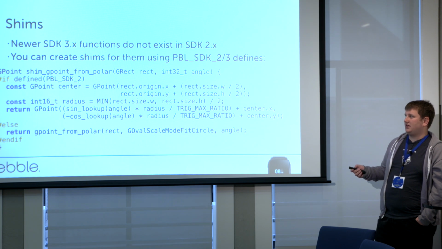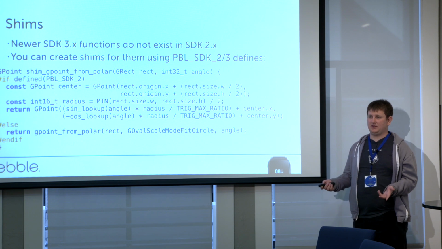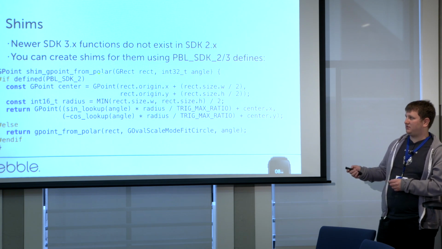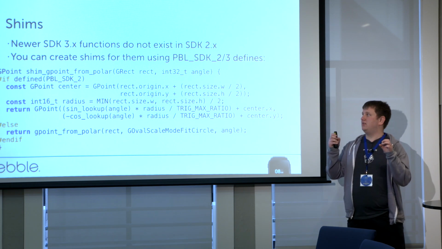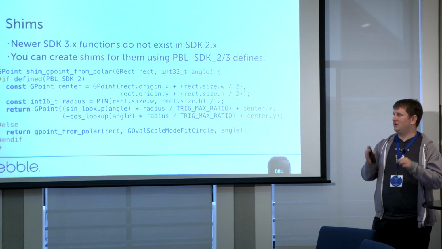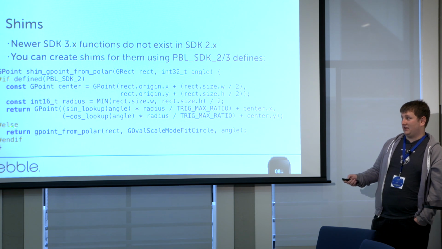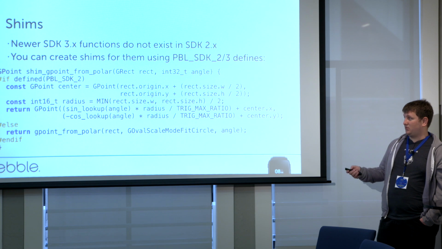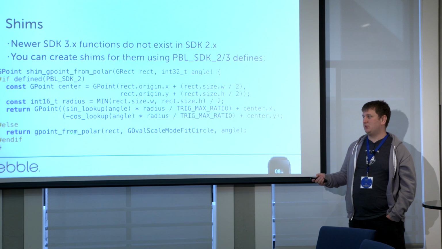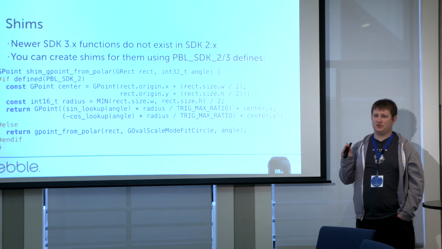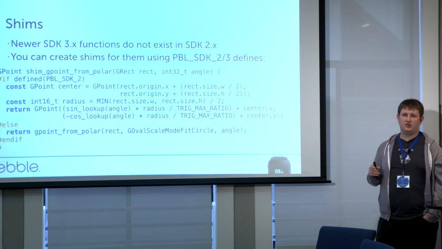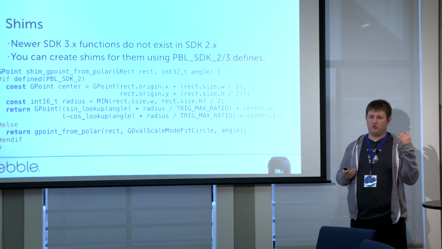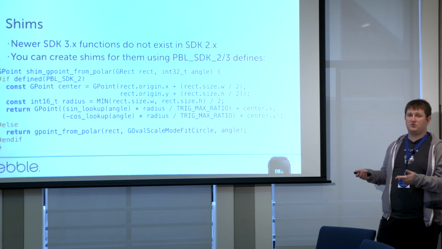And so we can use the Pebble SDK2 define, which will be defined if we're compiling against a 2.x version of the SDK, and it will be undefined otherwise. And that way we can choose a specific implementation to calculate a point on the perimeter of a circle at a certain angle. Or if we're not running Pebble SDK2 and we actually have that function defined in the SDK, we can just call the SDK function. I want to point out that these two implementations will not actually return the same values, and that's because the gpoint from polar function in the SDK takes into account half pixel distances, whereas this implementation is only in terms of full pixels. So you wouldn't expect them to return the same values, but if you wanted to have a similar functionality for both the version of your app compiled against SDK2 and the version compiled against SDK3, shims are a way that you can provide that support.